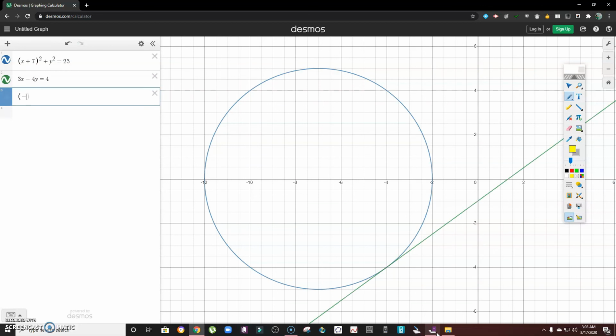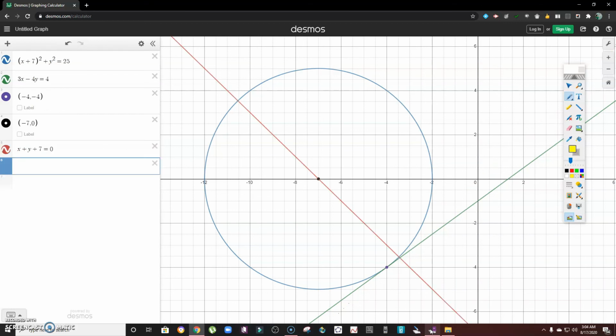Alright, pakita natin yung point of tangency. Okay, pakita natin yung center, negative 7, 0. Then, pakita natin yung line passing through the center, which is x plus y plus 7 equals 0. See that? Then, yung normal line, which is 4x plus 3y equals negative 28. There you go. That's the actual illustration of the problem.